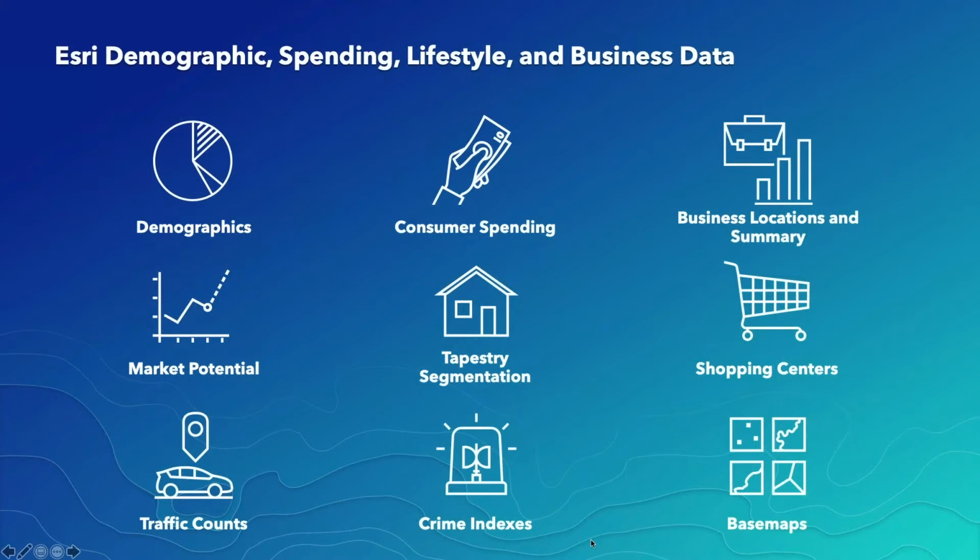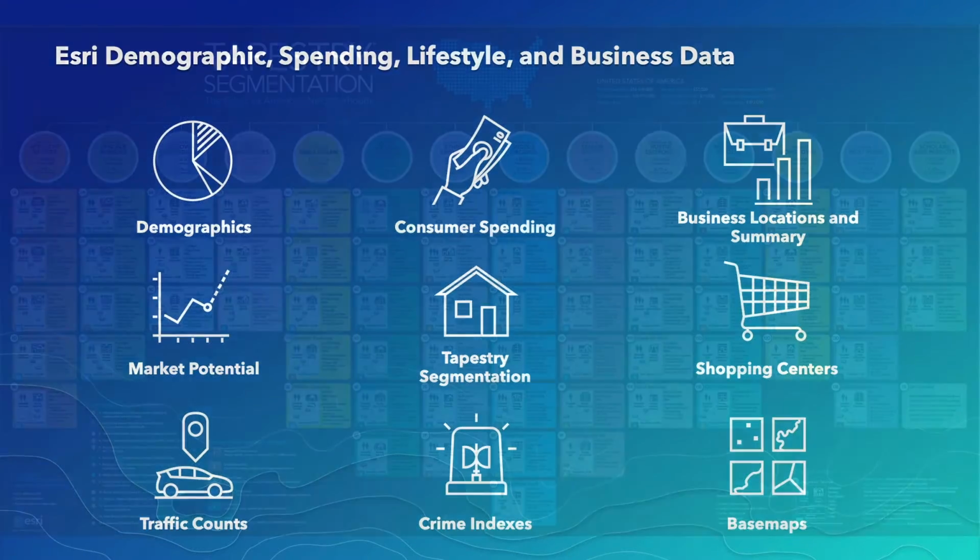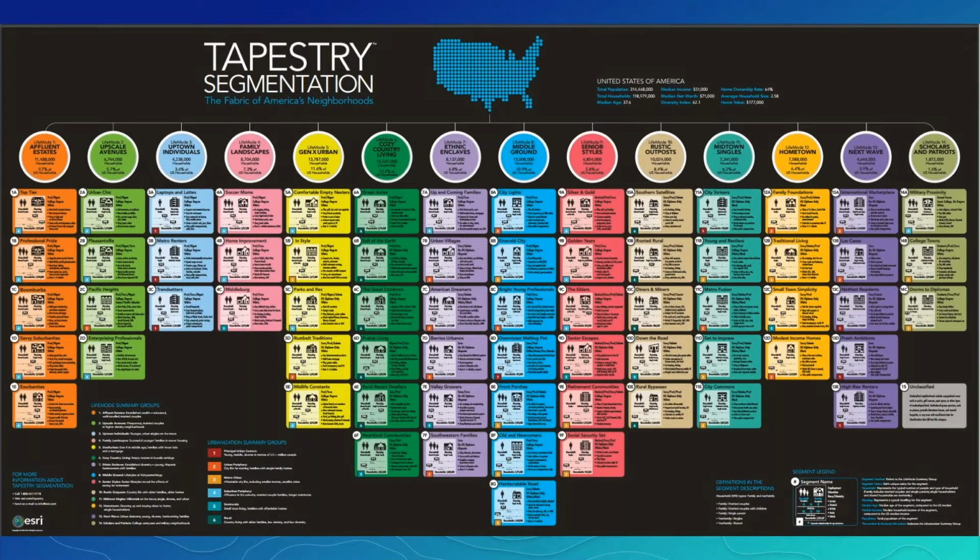There's so much data available to use in Business Analyst. You can access over 15,000 variable options like demographics, consumer spending, business locations, market potential, and much more. Of course, you can also access Esri's Tapestry Segmentation. Tapestry Segmentation classifies neighborhoods into 67 unique segments based not only on demographics, but also on socioeconomic characteristics. It describes U.S. neighborhoods in easy to visualize terms, ranging from soccer moms to heartland communities.